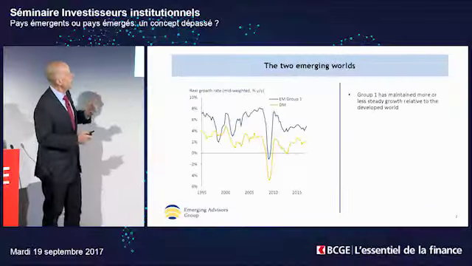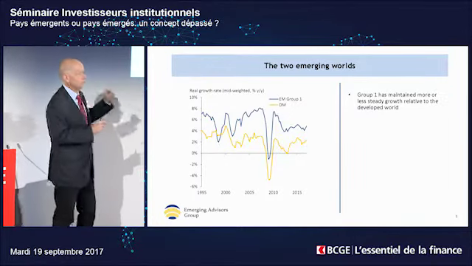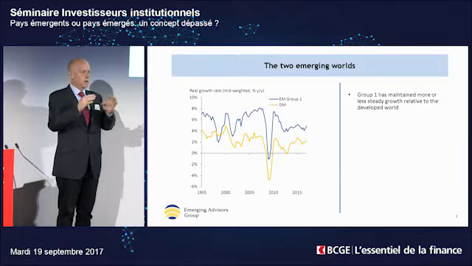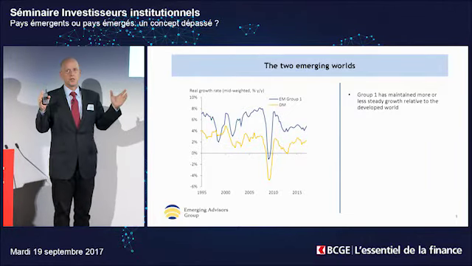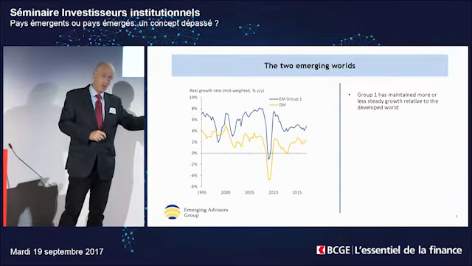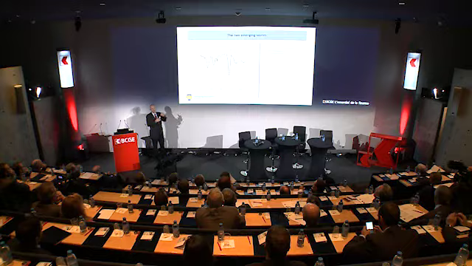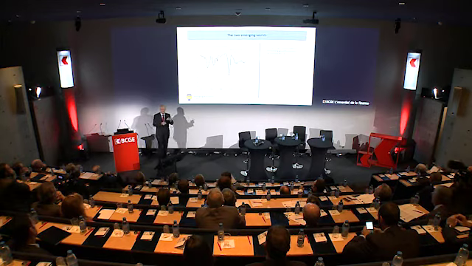And I would like to talk about what I call the two emerging worlds, right? Here's what I mean. So what we've done for this presentation is to divide the largest 40 emerging markets into two groups. One of them we label Group 1, and one of them we label Group 2. I'm not going to tell you yet who goes into Group 1 or Group 2, but I want to discuss now some of the differing characteristics of each of these groups.